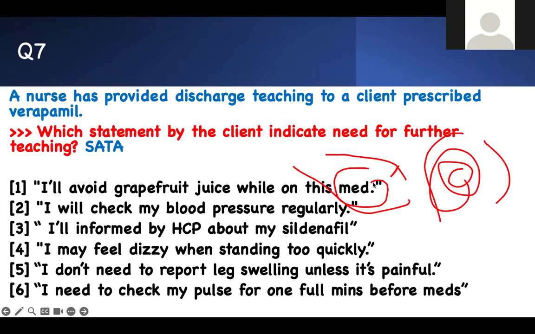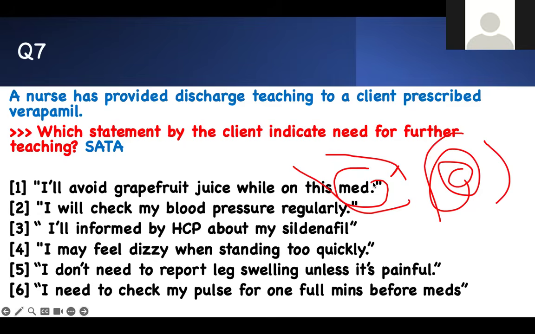I will avoid grapefruit juice while on this medication. I will check my blood pressure regularly. I will inform my healthcare provider about my sildenafil. I may feel dizzy when standing too quickly. I don't need to report leg swelling unless it's painful. I need to check my pulse for 1 full minute before medication.